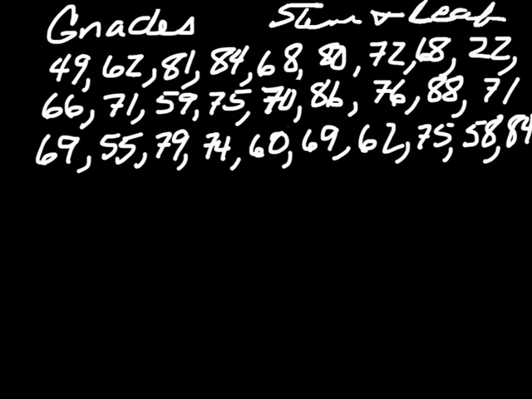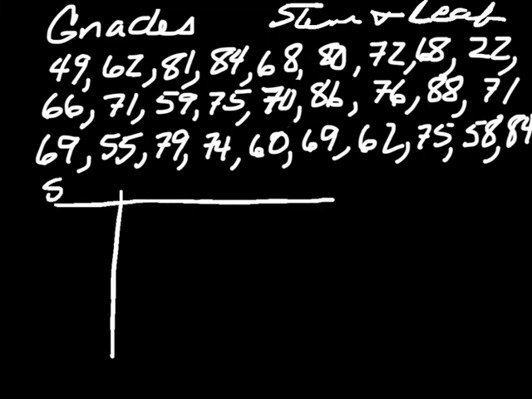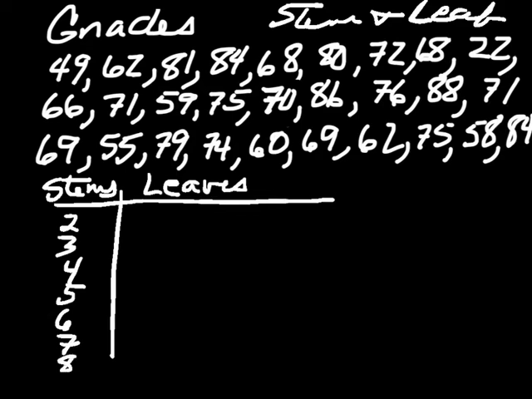Alright? And the way I make a stem and leaf is I look at my data and I see it goes from 20s, 40s, 50s, 60s, 70s, and 80s. So what I want to do is make a table, and this part of the table is called the stems, and this part is called the leaves. And the leaves are usually the last digit that you see. And the stems then will be all the digits in front. So for instance, I see 2s, 3s, 4s, 5s, 6s, 7s, and 8s.